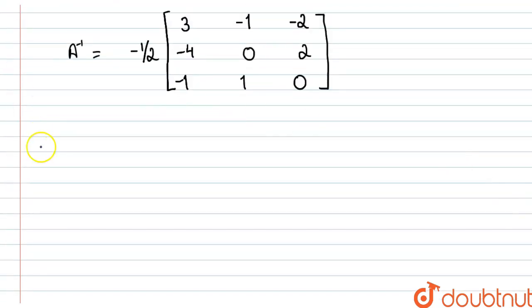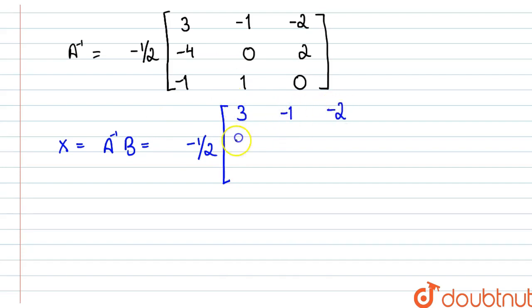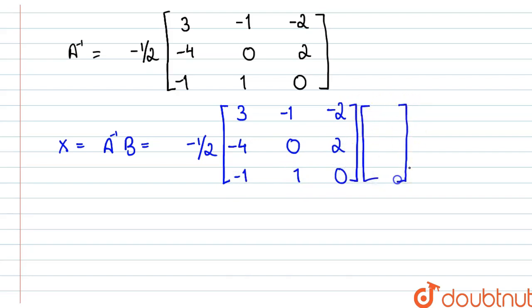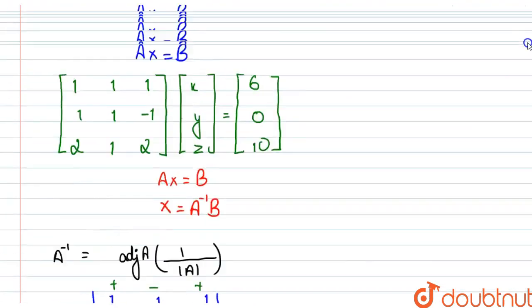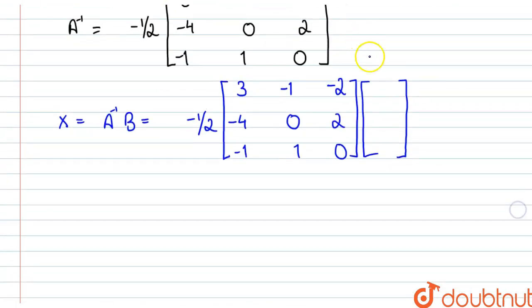Now we'll find x. So our x is A inverse of B. So we'll find A inverse B. So A inverse of B is minus 1 by 2 as it is. Now our matrix 3, minus 1, minus 2, minus 4, 0, 2 and minus 1, 1, 0 into our matrix B, which was our matrix of constant terms. So our matrix B was 6, 0, 10.